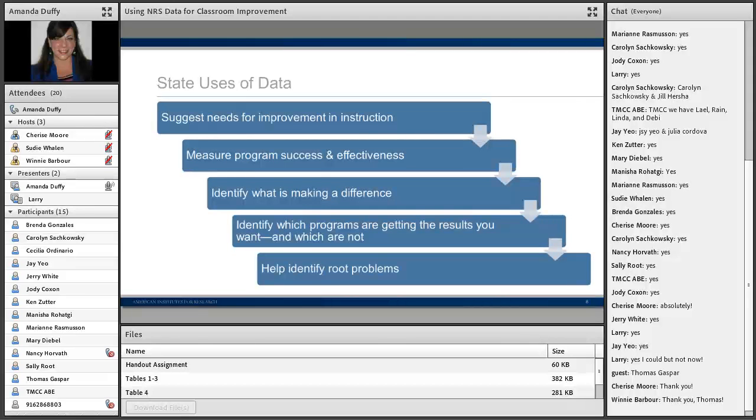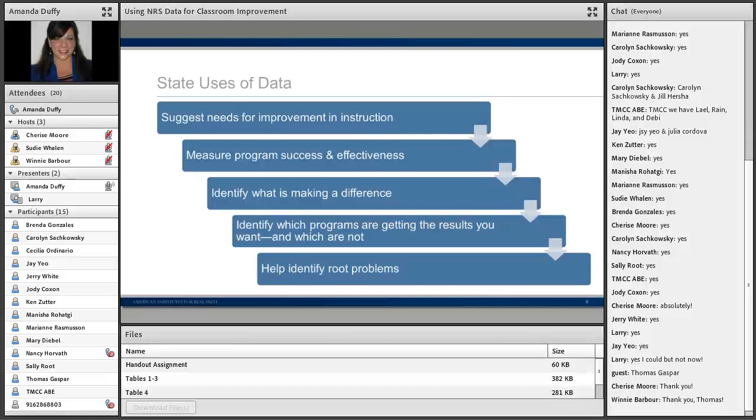States also use data to identify what is making a difference. So there may have been an example where states looked at data and noticed a trend that evening classes were producing higher persistence rates and stronger gains. So maybe using that data, a policy was created that said, your program needs to offer morning and evening classes, but at least 60% of your classes should be during the evening. And then they can look at that data based on the policy and say, was this effective? Did this have the intended outcome?